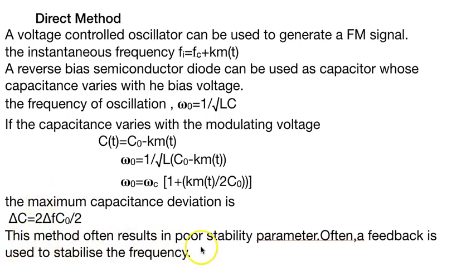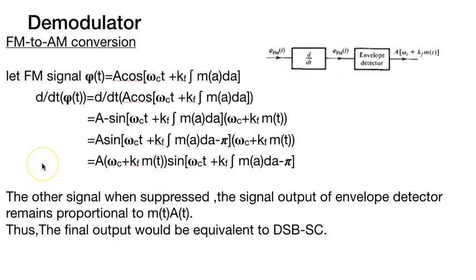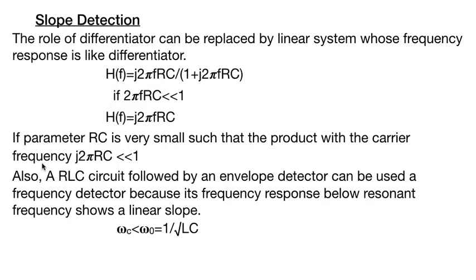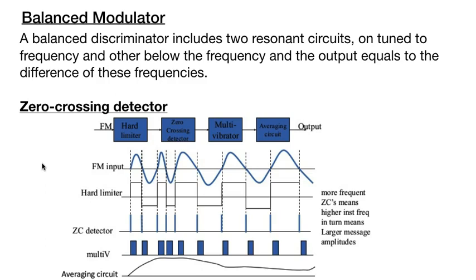This method often results in a poor stability parameter. Often a feedback is used to stabilize the frequency. Now the demodulator, have a look at it: slope detection, balanced modulator, and zero crossing. It is always in the zero crossings that we find the information.